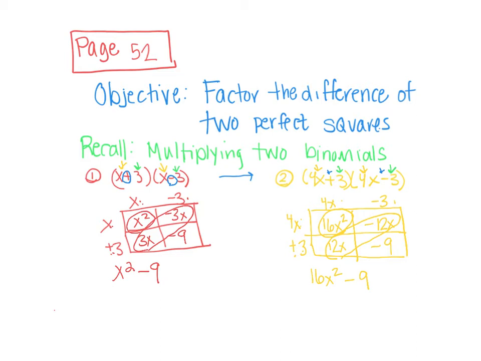I want us now to look at our answers. So we have an answer here, a product, and an answer here. What I want you to notice is that in both of these problems, we ended up with a binomial as our answer. And we did so because these middle terms canceled out.